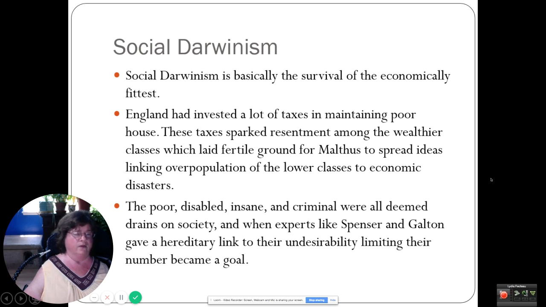So social Darwinism, which is basically eugenics, was Darwin's theory applied to social issues. So it's basically the survival of the economically fittest. England had invested a lot of taxes in maintaining poorhouses. Once the Church of England was born, the Catholic Church was no longer housing the poor. Instead, the Church of England was, which was supported by the government of England. Suddenly, it was the taxes maintaining the poorhouses.